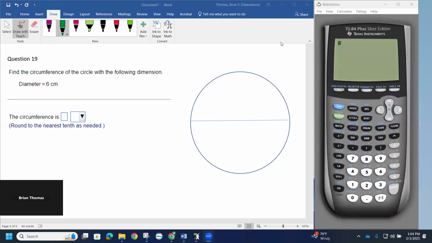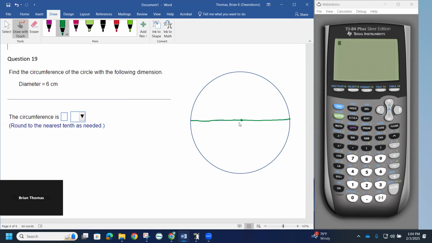So question 19 says, find the circumference of the circle with the following dimension. It has a diameter of 6 centimeters. So remember, there's the center of the circle, and the segment that goes from one side of the circle through the center to the other side of the circle is called the diameter. And I could do this in any direction. So there's many, many diameters in this problem.